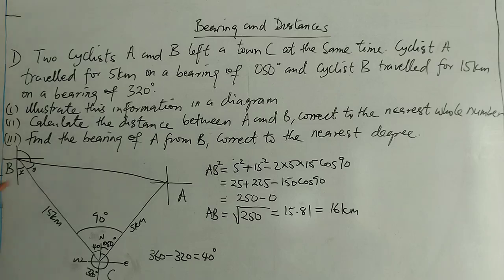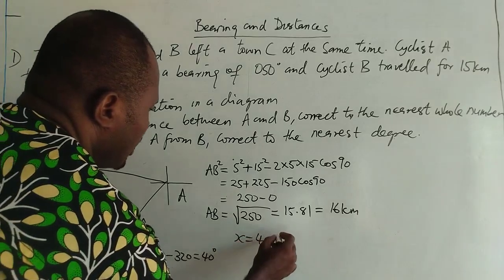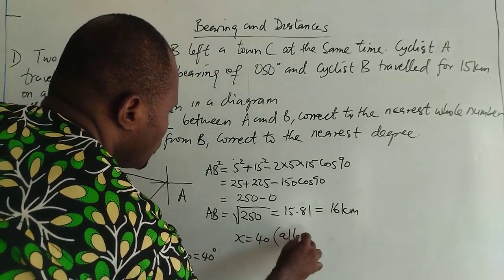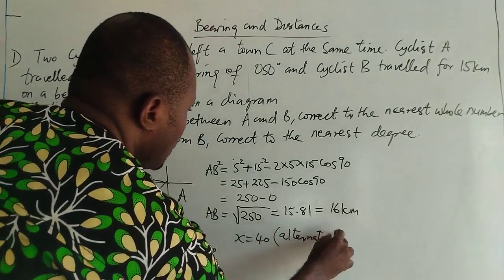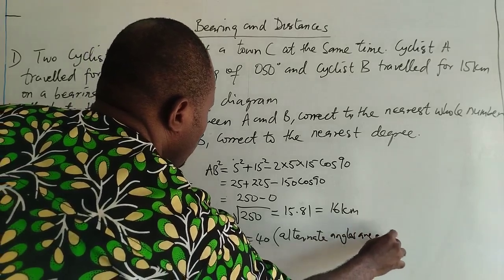Following that plan, let's get x. So to get x, x is alternate to this angle 40 here. So x is equal to 40. And the reason is alternate angles are equal.